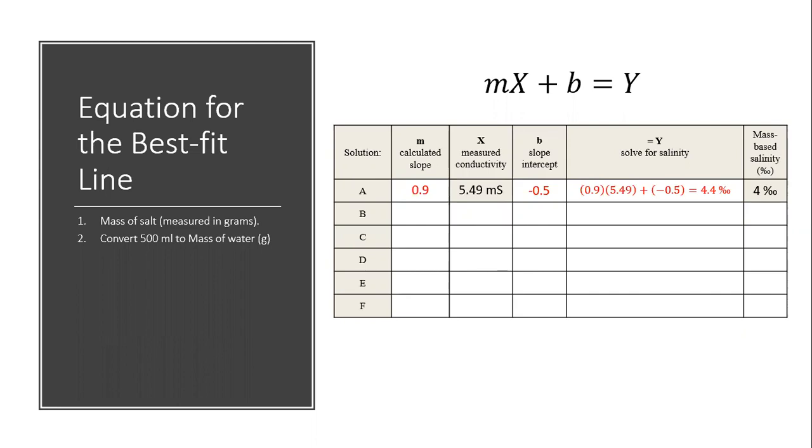And in the last column, add your mass-based salinities from Table 3. In your lab assignment, complete your calculations for each of the 6 solutions in Table 4. Make sure to show all of your work and include appropriate units.